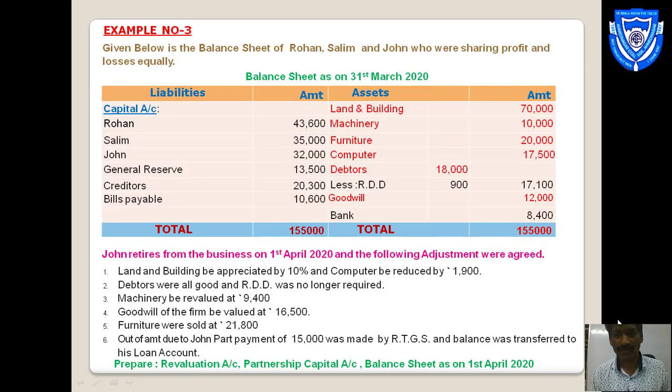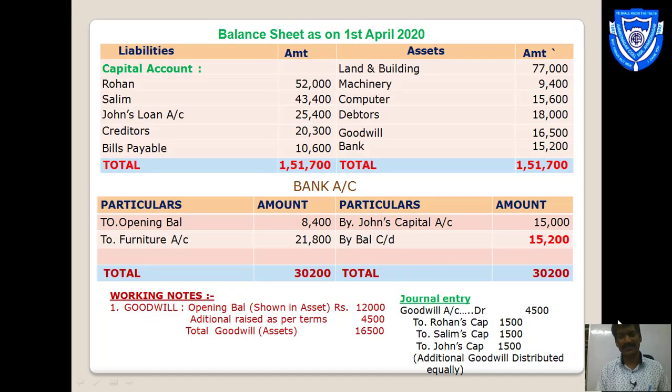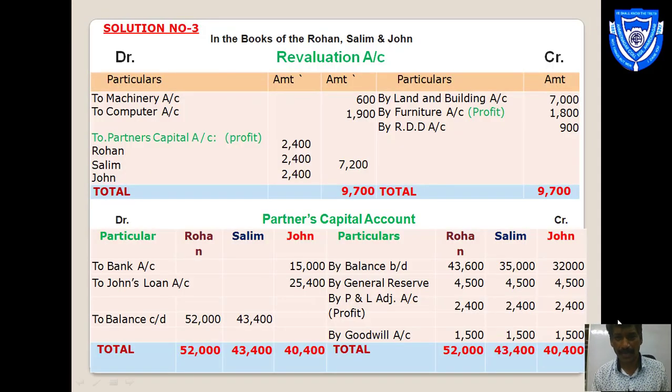After that, goodwill rupees 12,000, but goodwill is appreciated, that means increased by rupees 4,600, and the appreciated value of goodwill, rupees 16,500, must be shown on the asset side. You can see here on the asset side goodwill rupees 16,500. And at last, bank account.